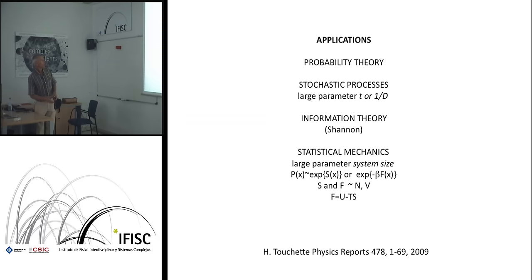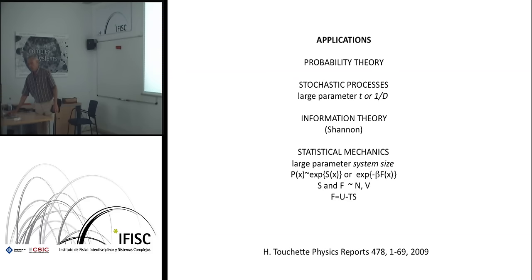Okay, so there are many applications, which I will not mention. So typically, stochastic processes, information theory, and so what is the large parameter? For instance, in stochastic processes, it can be time, but it can also be, for instance, 1 over the noise intensity. And of course, statistical physics has all the time a large number of particles. You immediately recognize when I write, for instance, the Boltzmann principle, the probability distribution is exponential of S. This is like a large deviation principle. It's exponential of S, but S is an extensive quantity, it's N times the entropy per unit volume.